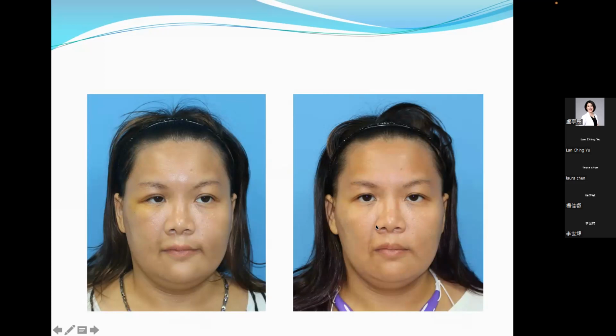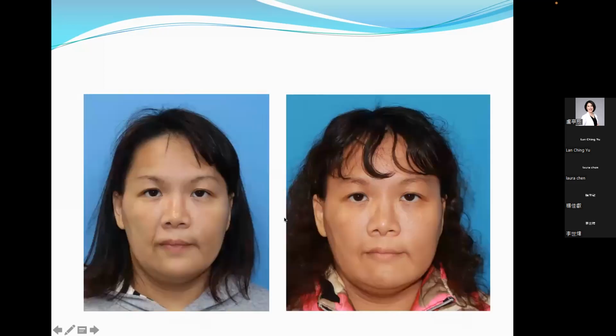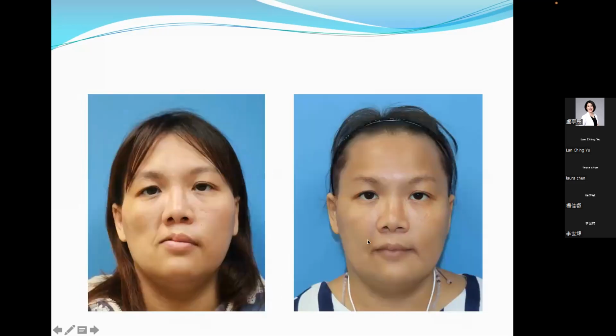And this is 6 months of follow-up. 1 year, 2 year, 4 year follow-up, you can see the improvement. And again, you can borrow the advantage of fat injection, that is improved skin quality. You can see the rejuvenation effect of our fat grafting. And this upper lip has been augmented with fat injection.